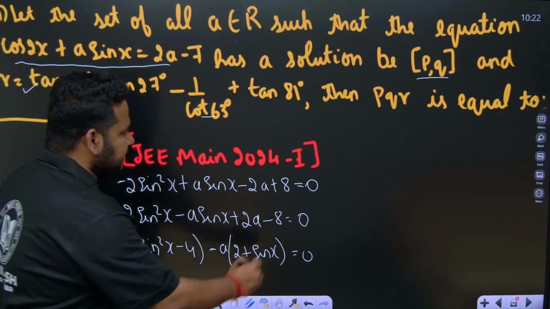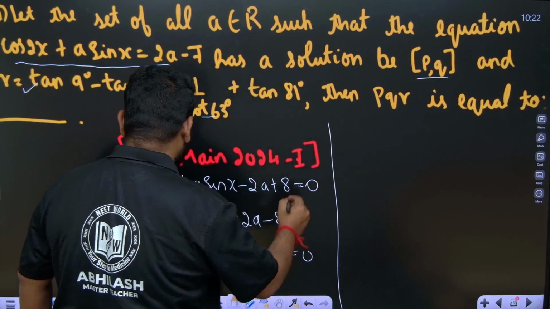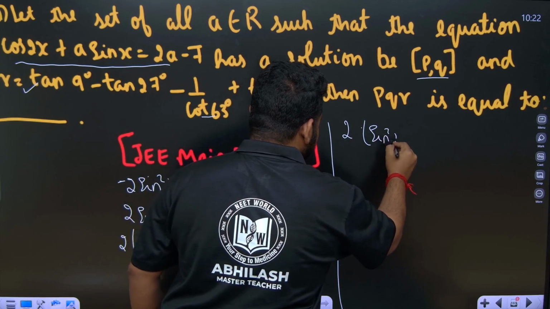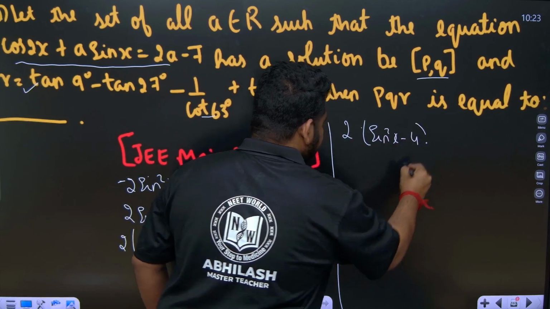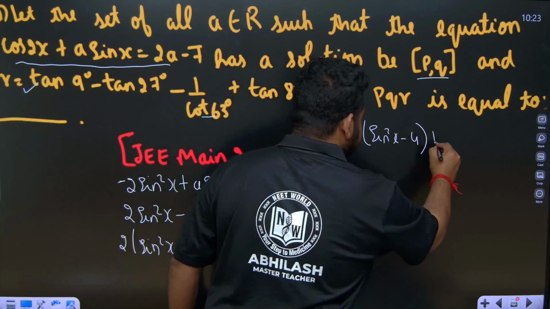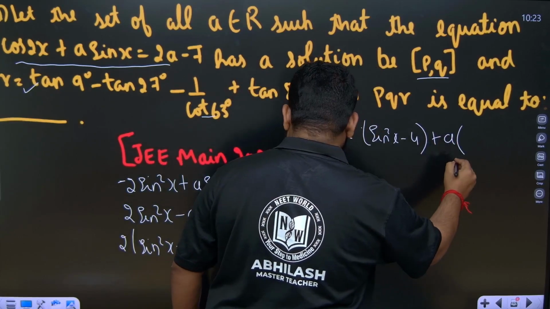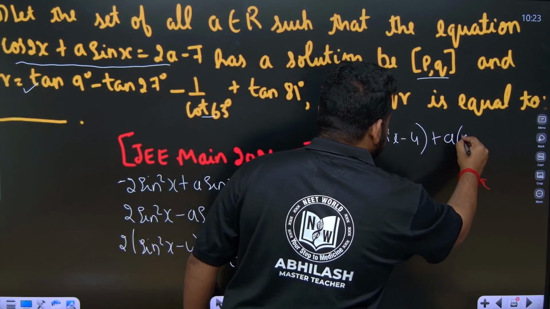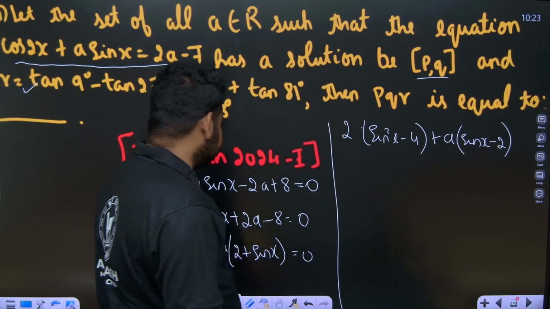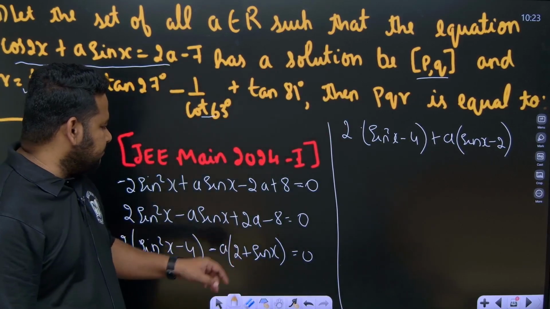So in the next step what I can write is, see here friends, 2 sine square x minus 4, okay, instead of minus a I will write it as plus a, and the minus sign I will send inside. So it will become sin x minus 2, got it? It will become sin x minus 2.